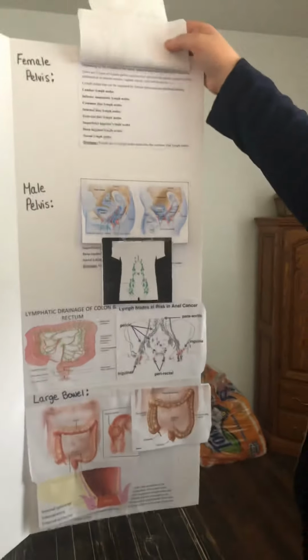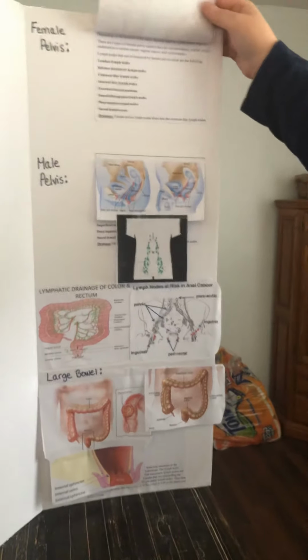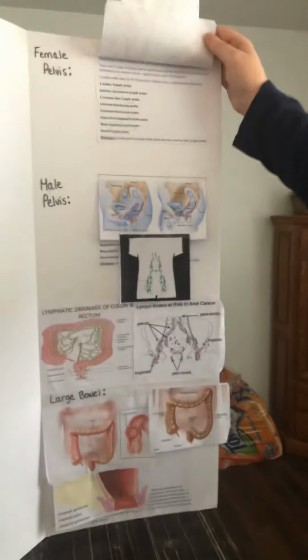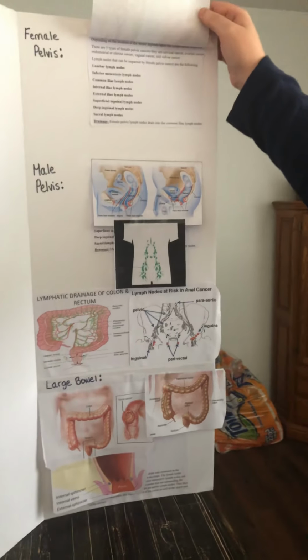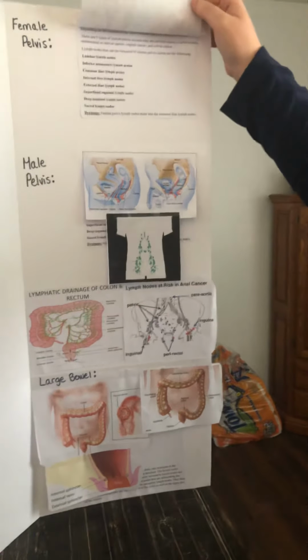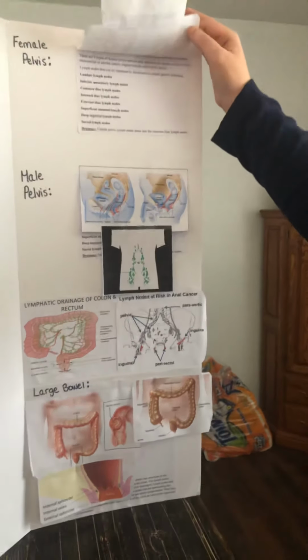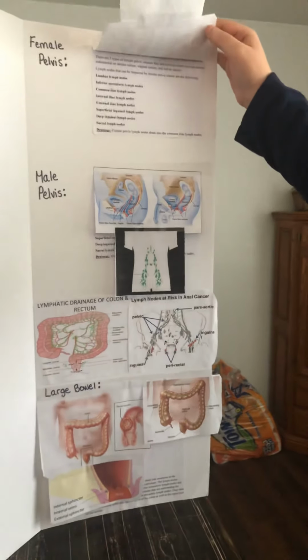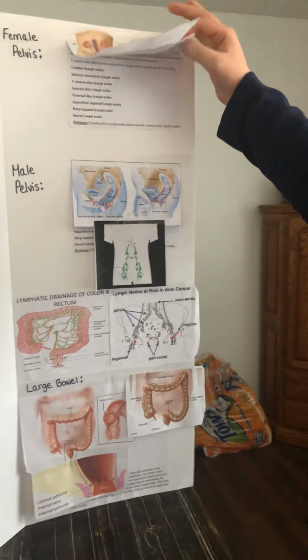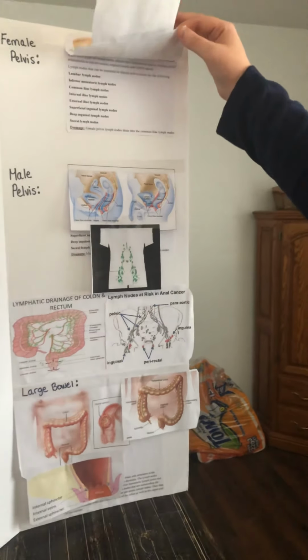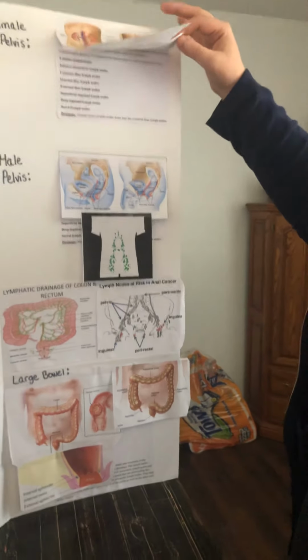Lymph nodes that can be impacted by female pelvic cancer are the following: lumbar lymph nodes, inferior mesenteric lymph nodes, common iliac lymph nodes, internal iliac lymph nodes, external iliac lymph nodes, superficial inguinal lymph nodes, deep inguinal lymph nodes, and sacral lymph nodes. Drainage: the female pelvis lymph nodes drain into the common iliac lymph nodes.